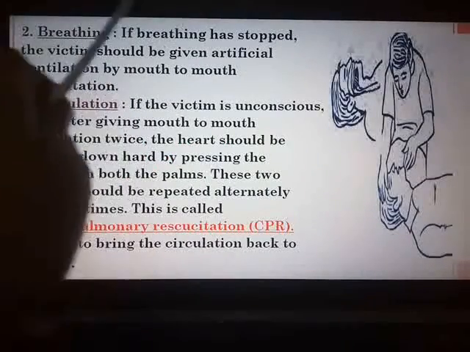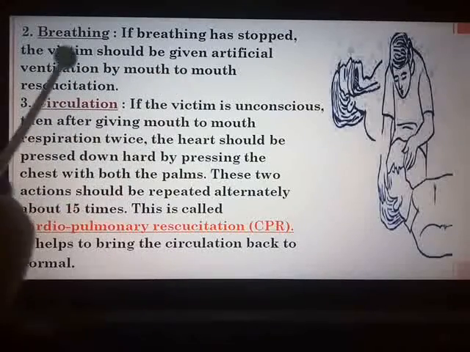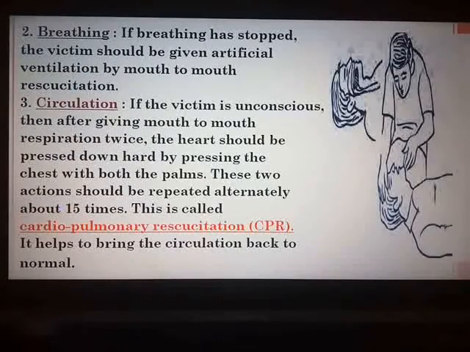If breathing has stopped, the victim should be given artificial ventilation by mouth-to-mouth resuscitation. What do you mean by resuscitation? What is done in mouth-to-mouth resuscitation? Here, it is the act of assisting the respiration. The breathing process has stopped, but the patient is still alive.